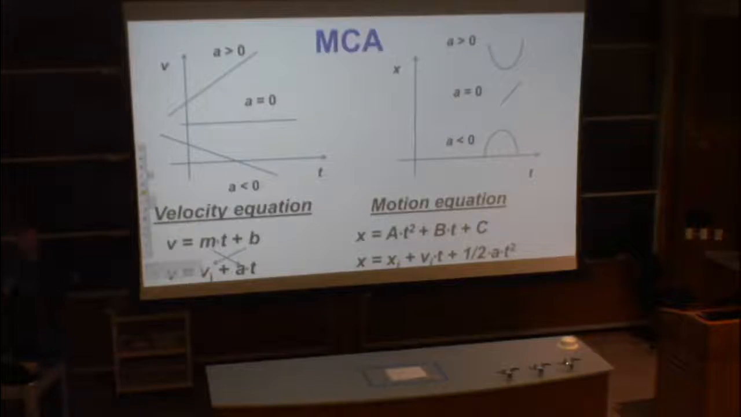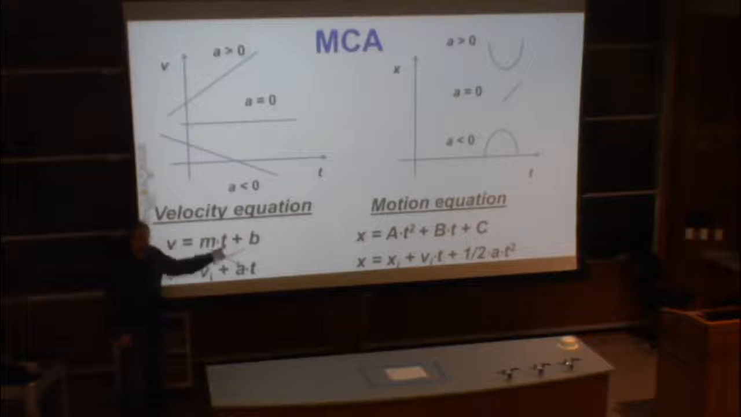And this is the summary. So the velocity equation for a mathematician looks like this: the slope, y-intercept. The velocity equation for a physicist looks like this. The slope represents acceleration. The y-intercept represents initial velocity.